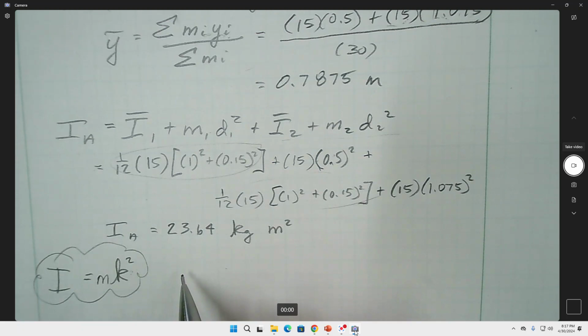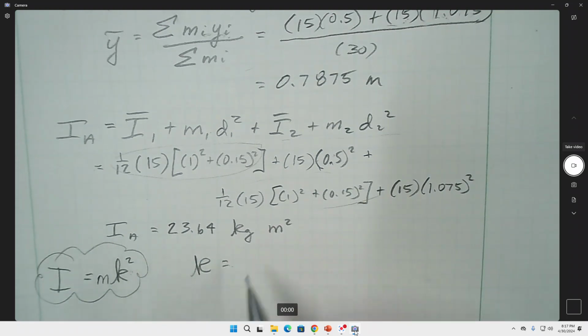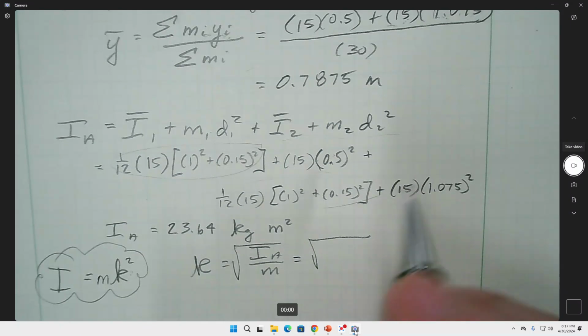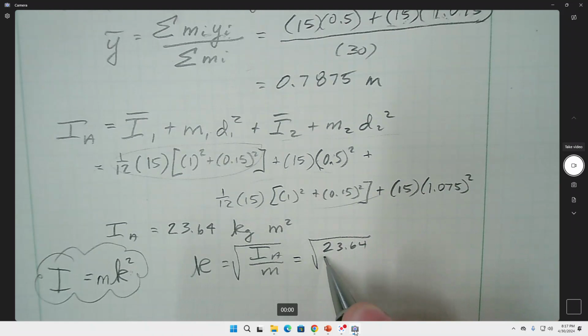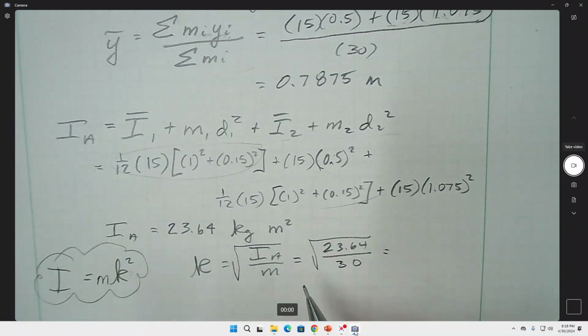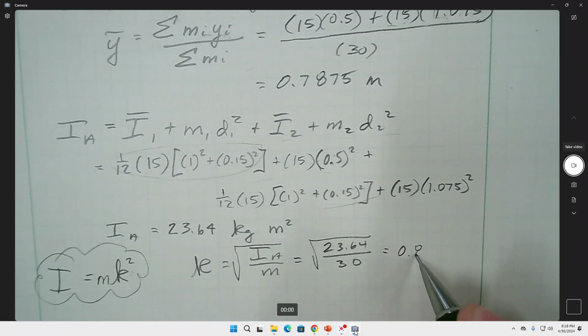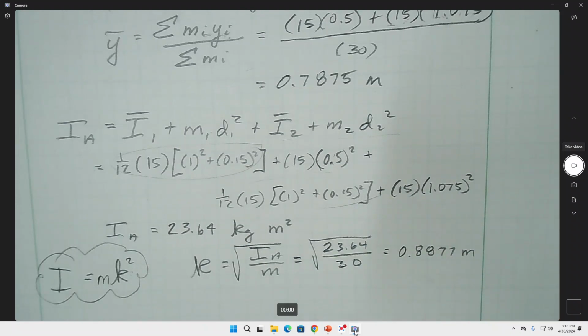We're able to find it by taking the square root of IA over M. So the square root of 23.64 divided by 30, and what would we have? 0.8877 meters would be the radius of a thin hoop. That would be the equivalent.